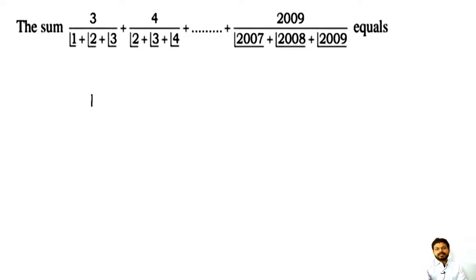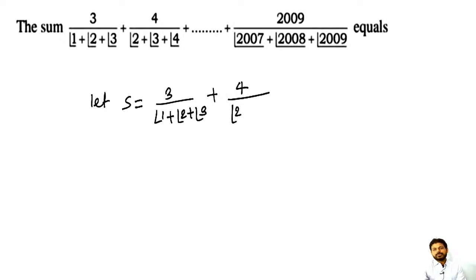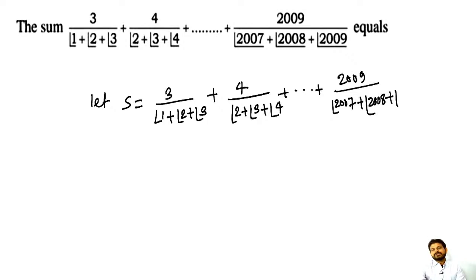Okay, so let S be equal to 3 divided by factorial 1 plus factorial 2 plus factorial 3, plus 4 divided by factorial 2 plus factorial 3 plus factorial 4, plus dot dot dot, plus 2009 divided by factorial 2007 plus factorial 2008 plus factorial 2009. Students, it's a very nice problem. Now let's see how to solve this question and what should be our approach.